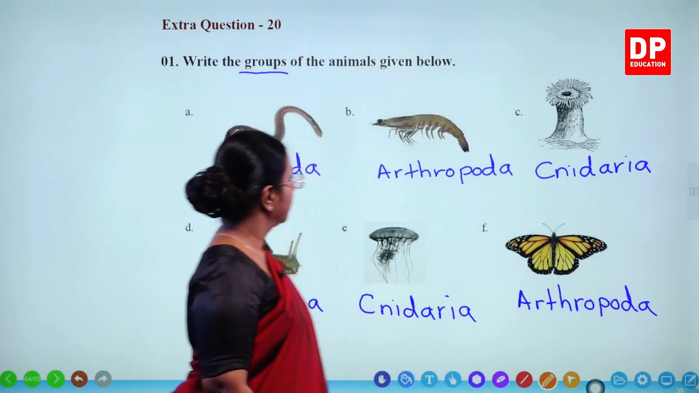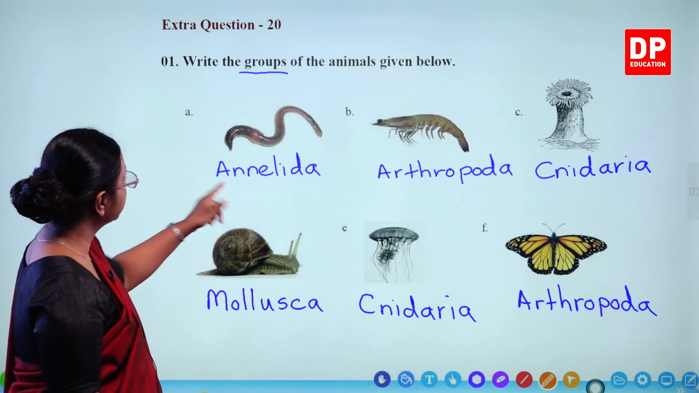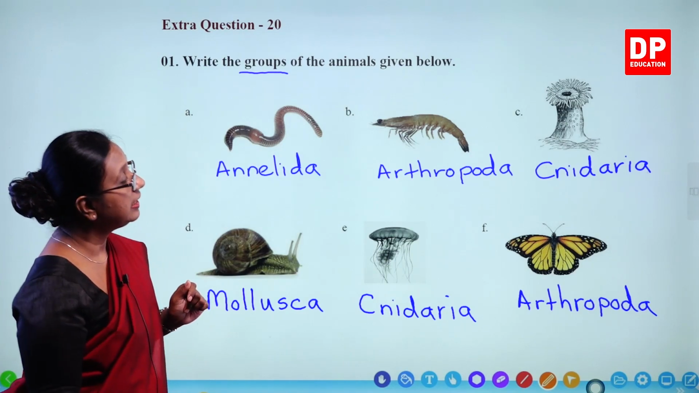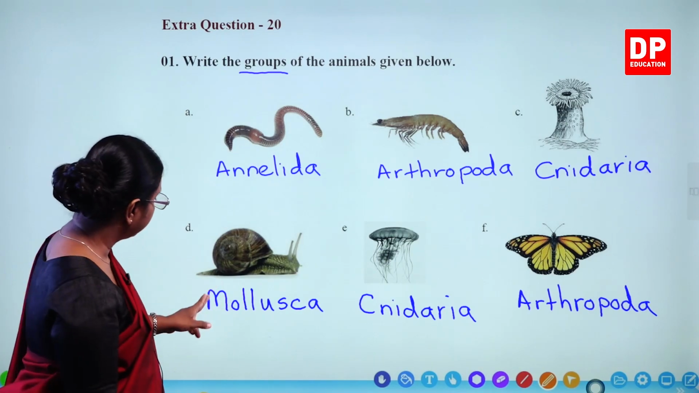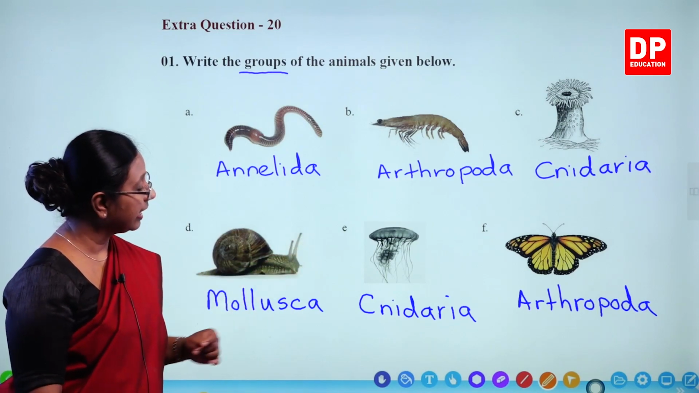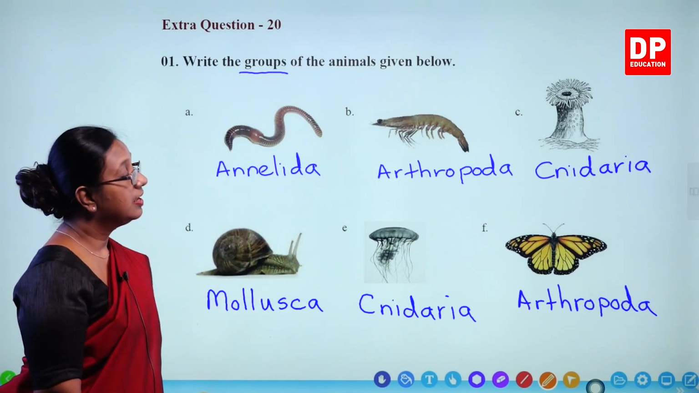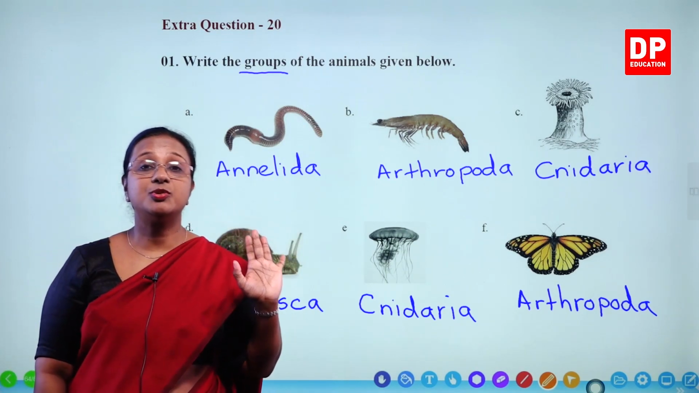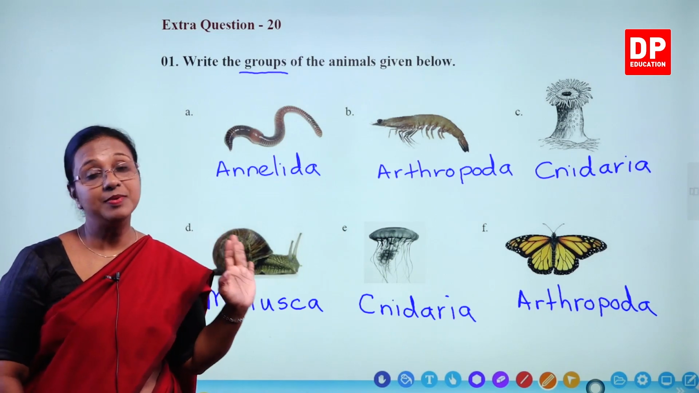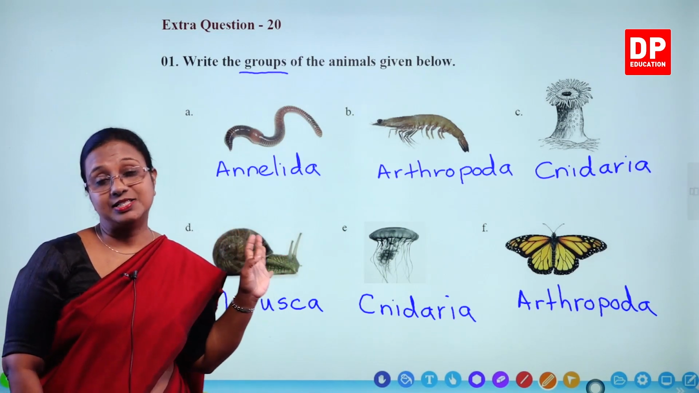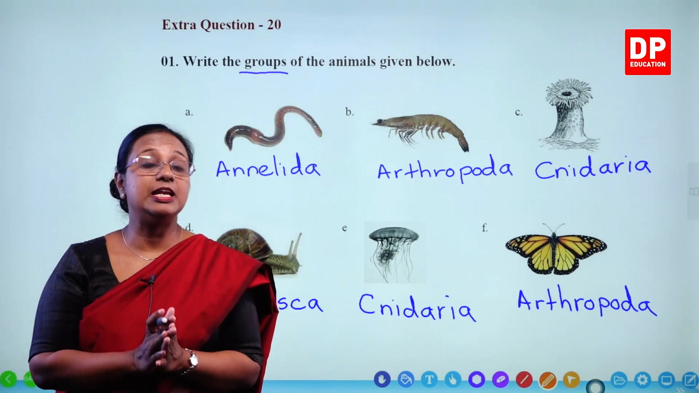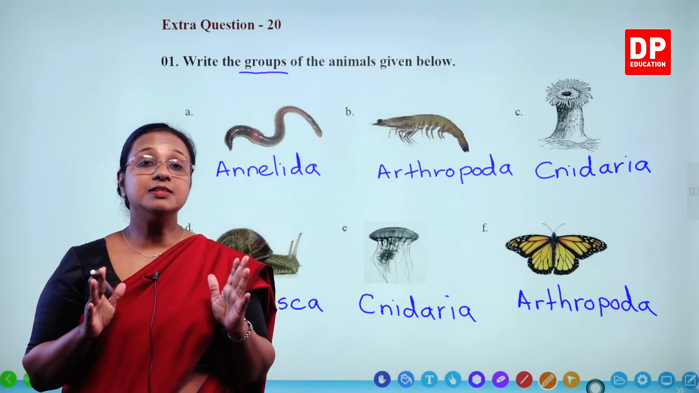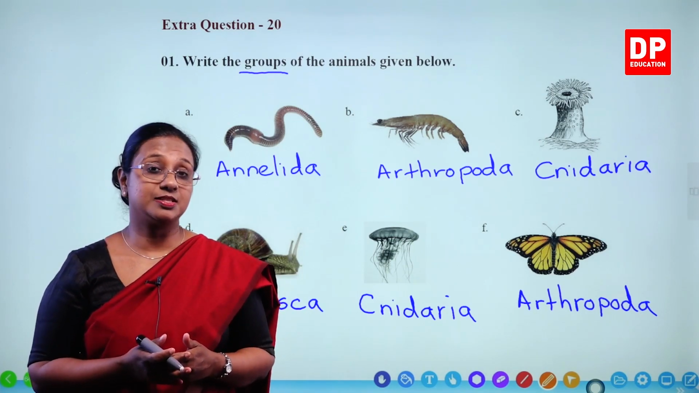So we identified the groups: earthworm Annelida, prawn Arthropoda, then Cnidaria is the polyp, then snail Mollusca, again jellyfish Cnidaria, and butterfly Arthropoda. I am sure you were also able to identify the groups and write them correctly. So with that, students, I have come to the end of the extra questions as well. This is the end of the second lesson of your science textbook.